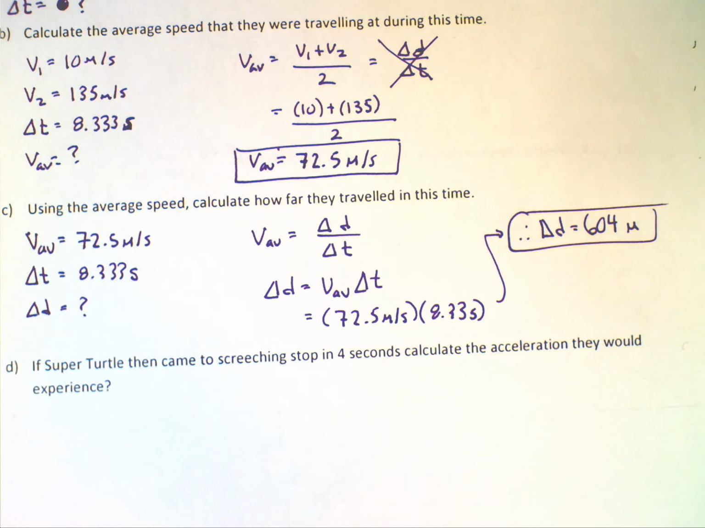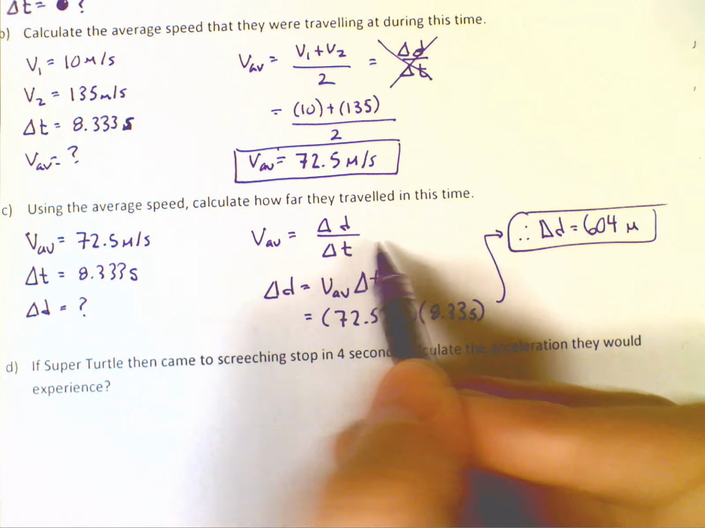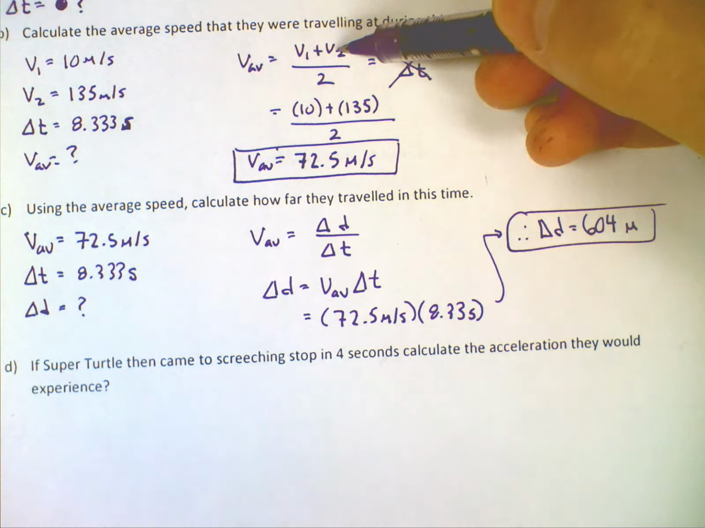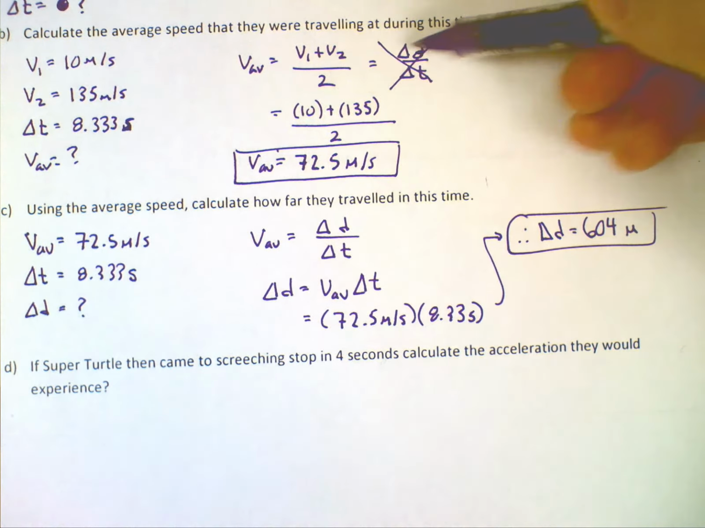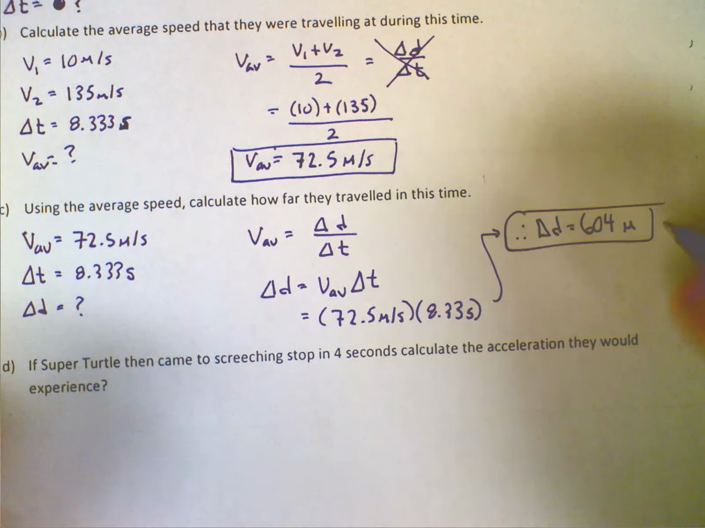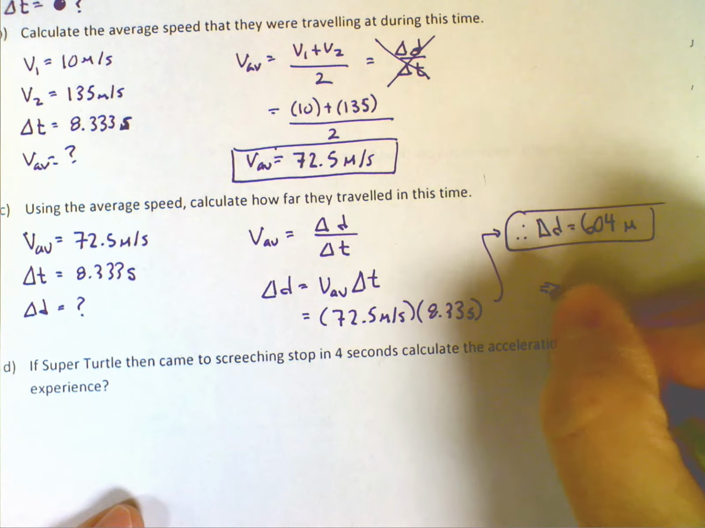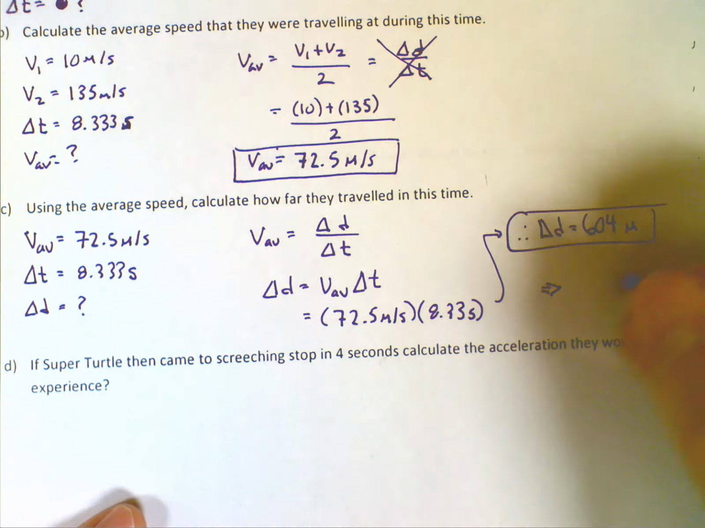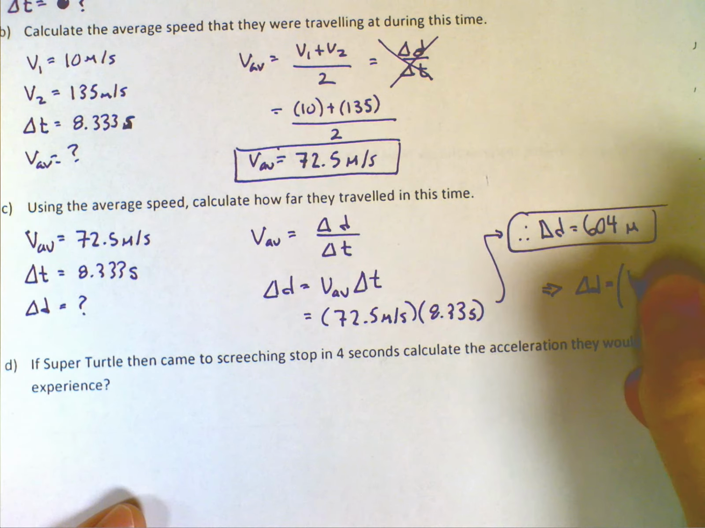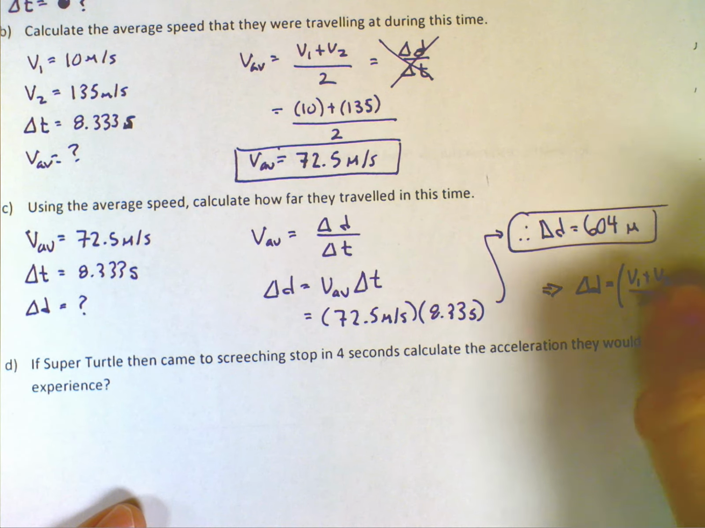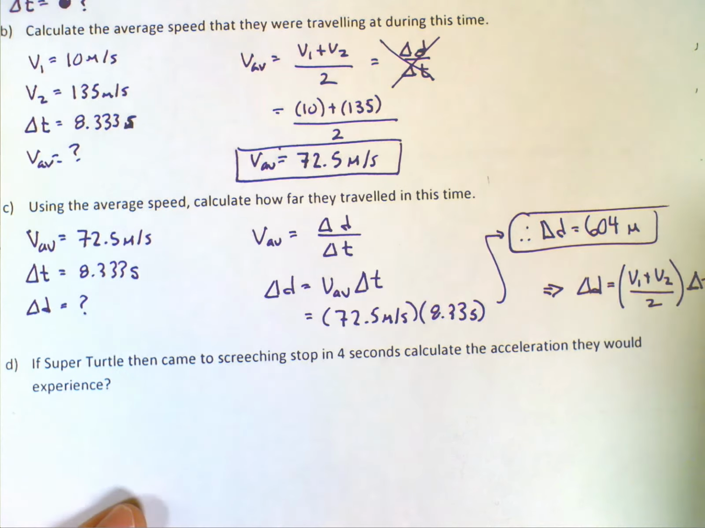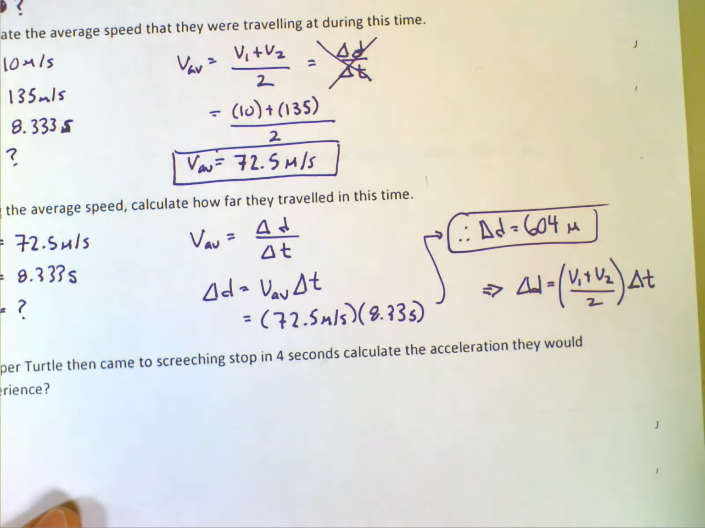in that time. You could have also bypassed all of this. These two steps you could have done together by just writing that v1 plus v2 divided by 2 equals delta d over delta t. So you could have actually combined step B and C by saying that the distance traveled is v1 plus v2 over 2 times delta t, like so.